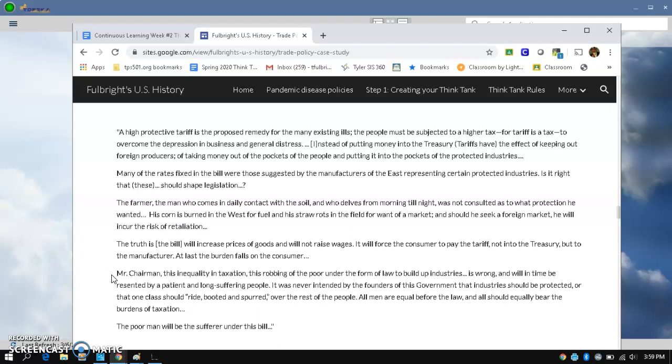Mr. Chairman, this inequality in taxation, this robbing of the poor under the form of law to build up industries is wrong, and will in time be resented by the patient and long-suffering people. It was never intended by the founders of this government that industries should be protected or that one class should ride booted and spurred over the rest of the people. All men are equal before the law, and all should equally bear the burdens of taxation. If the government helps industries by protecting them and leads the people to have to pay more for the goods that they need, is that fair? The poor man will be the sufferer under this bill.